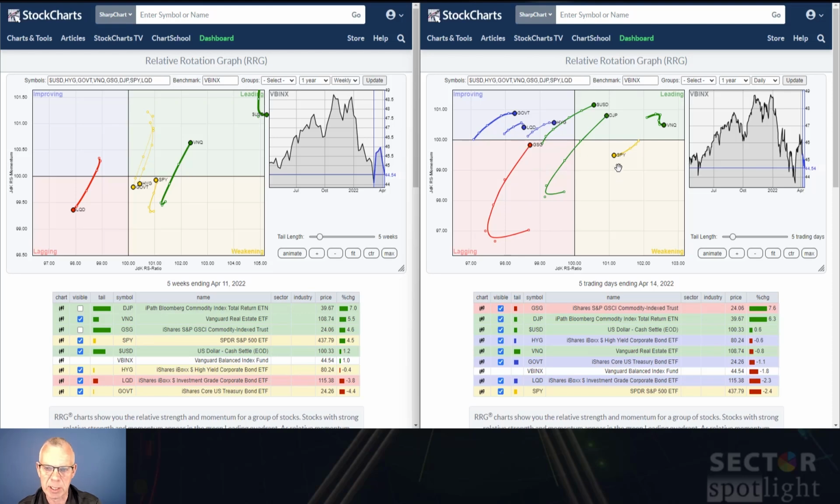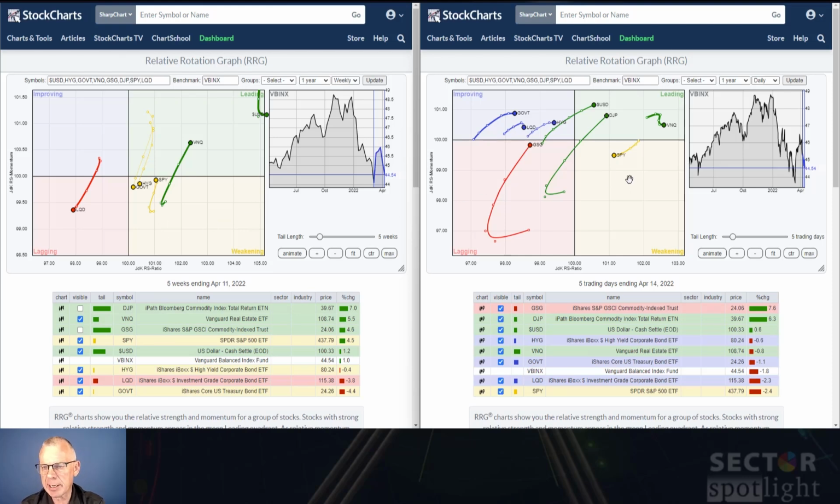It'll be the combination between fixed income and stocks, whether that's going to happen or not. I think that it won't take long before these tails will roll over and rotate back into lagging, and they will be joining the negative rotations as we see it on the weekly RRG. Now that leaves us with stocks and the dollar, I should say.